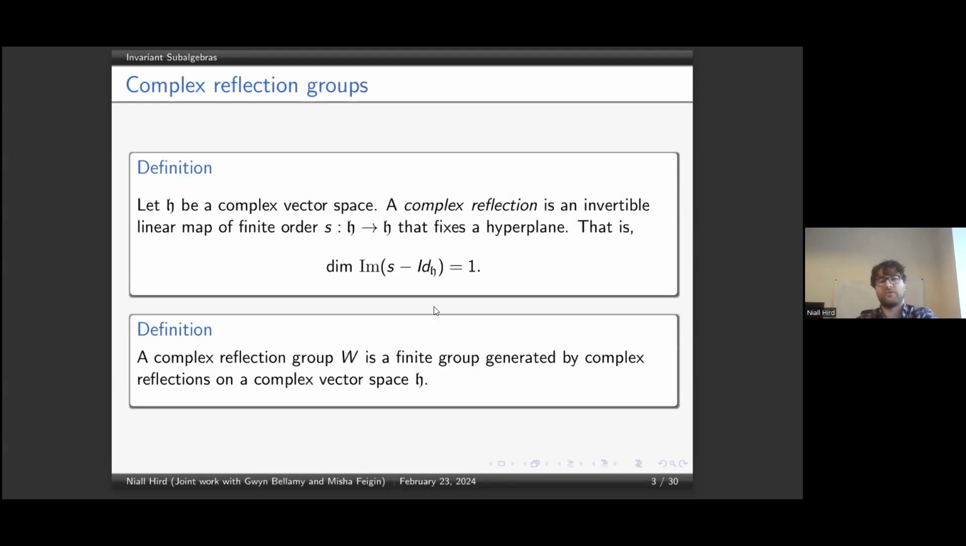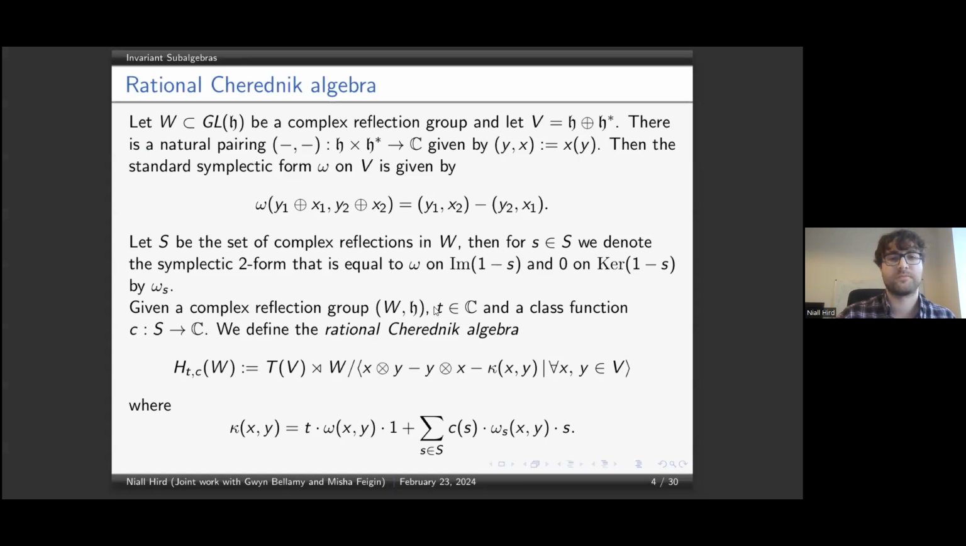Okay, so to define rational Cherednik algebras, you need to know what a complex reflection group is, so that's not too bad. If you've got a complex vector space H, then a complex reflection is just some linear map that fixes a hyperplane. So the dimension of the image of that map minus the identity is equal to 1. And a complex reflection group is just some finite group that's generated by complex reflections.